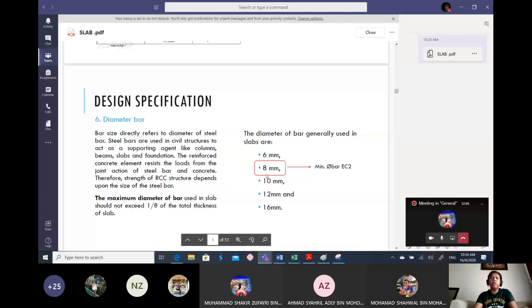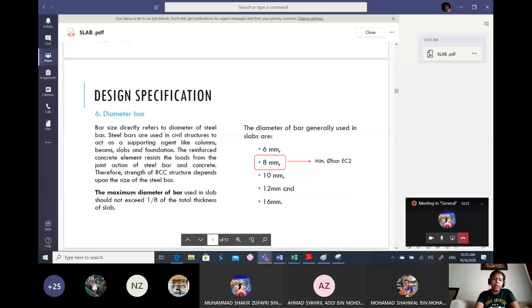Dalam kelas saya galakkan kamu untuk guna this value 10 millimeter. Ini adalah minimum diameter but allowed by Eurocode tu. But basically, biasanya when we would like to design our reinforcement for slab, kita akan guna 10 millimeter. Kita provide pun 10 millimeter. So you take note on this, jangan provide 8 millimeter. Untuk secondary bar boleh. Untuk primary bar, untuk main bar, provide 10 millimeter.